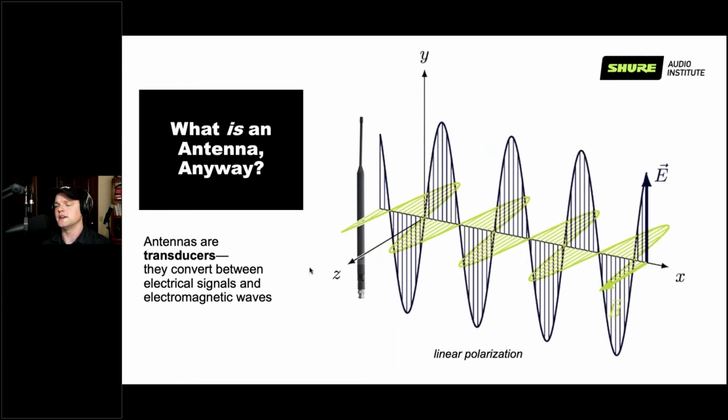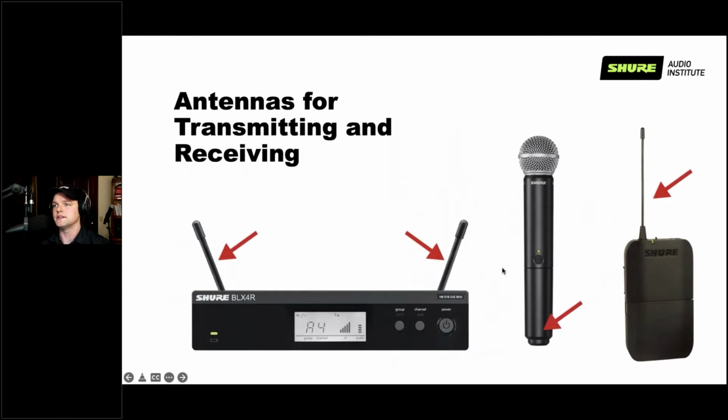If we go to the next slide, we'll take a look at where you would see antennas. Antennas are for transmitting, and they're for receiving. You find them on IEM transmitters, whether it's remote mounted or mounted directly to the transmitter itself. You find them on body pack transmitters. They're kind of hidden on handheld microphones. You don't always know that it's built into this little part on the bottom here, so it's not as obvious as a body pack transmitter.